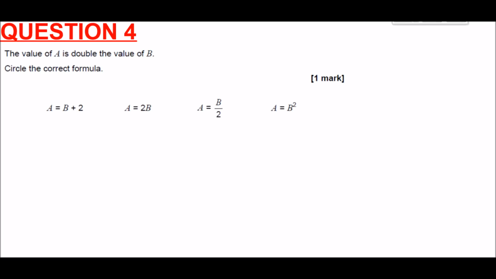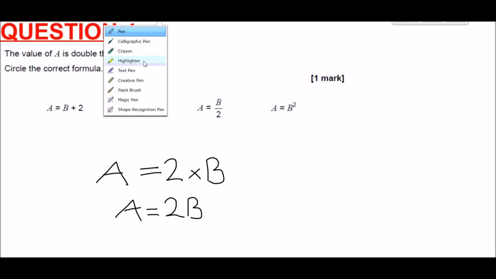Question 4. The value of A is double the value of B. If we just write this down as it comes up in the question, the value of A is double the value of B. If we double something, it means we multiply by 2, which is the same as saying A equals 2B, because with algebra we don't need the multiplication sign. So A equals 2 multiplied by B.